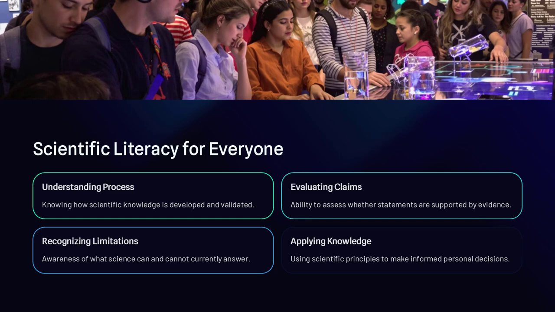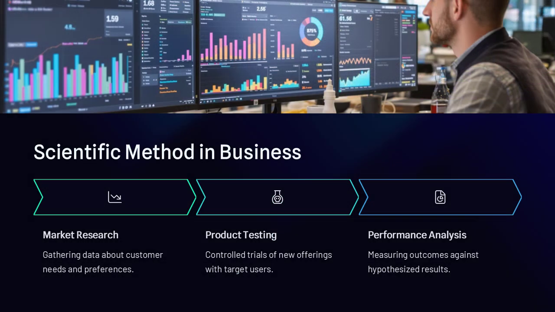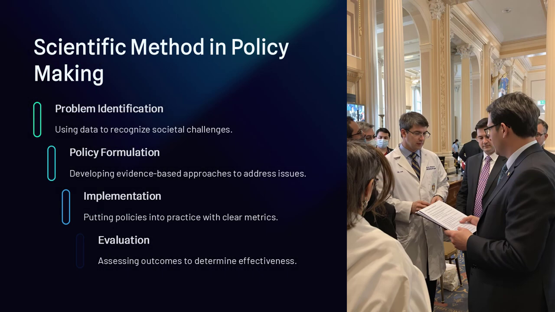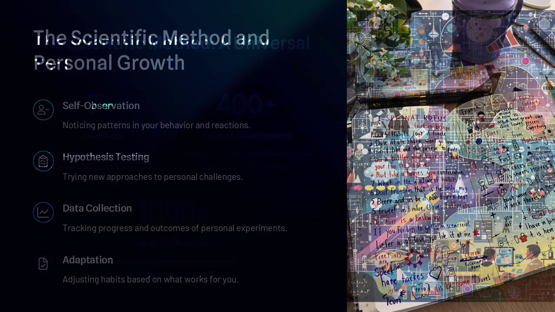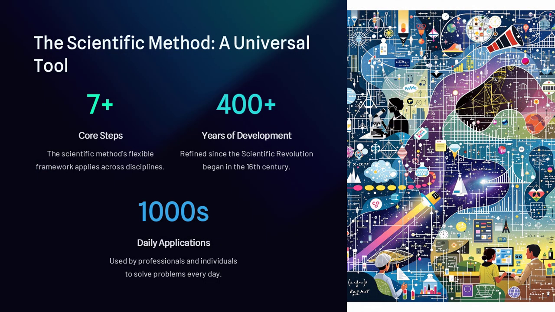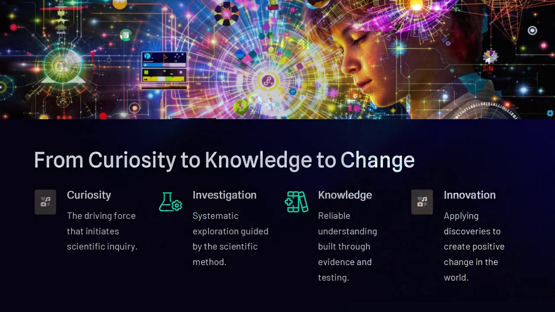Could a school student use this to test how different music affects plant growth? Absolutely. Could a Nobel Prize winner use the same process to develop a cancer therapy? Yes, they do. The scientific method is universal, and its power lies in its simplicity and adaptability. And perhaps that's the beauty of it. Behind every scientific breakthrough, every vaccine, telescope, or robot lies a humble cycle of asking, testing, and refining, a way of turning curiosity into knowledge and knowledge into change.